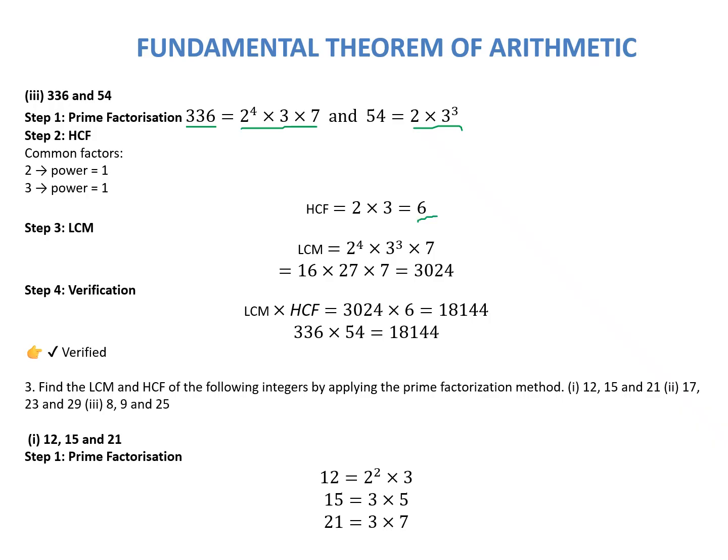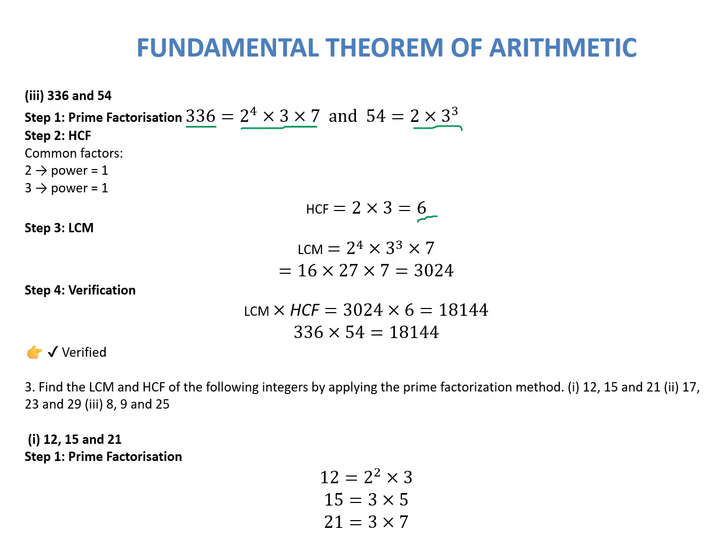We'll find the LCM. So the highest power of 2 is 2 to the power of 4, the highest power of 3 is 3 to the power of 3, and then the remaining factor is 7. So we'll multiply this together to get 3024 as the LCM, and then we'll also verify the same. And then we'll come to the next example.